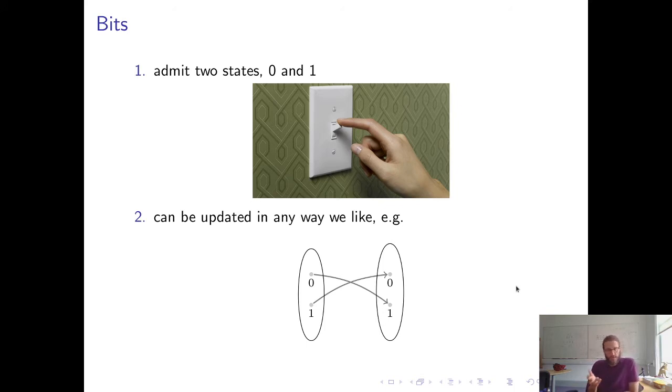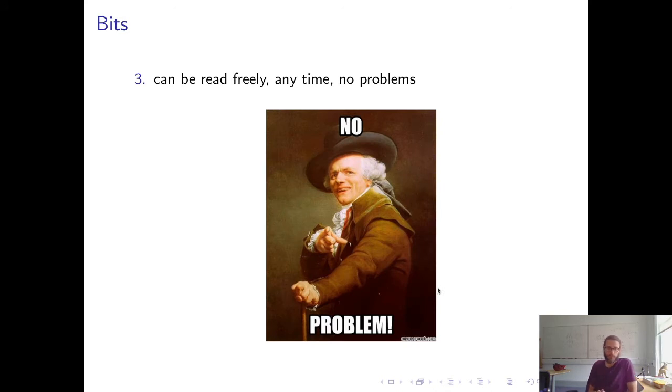But of course I can do other stuff to a bit. For instance, I can ignore what the bit is, and if it was 0 or 1, I could just send it to 0 in either case. So this is kind of like erasing that bit. Perfectly fine. And bits can be read freely, anytime, no problem, right? It doesn't cause any trouble if I just look at the bit and see what the bit is.